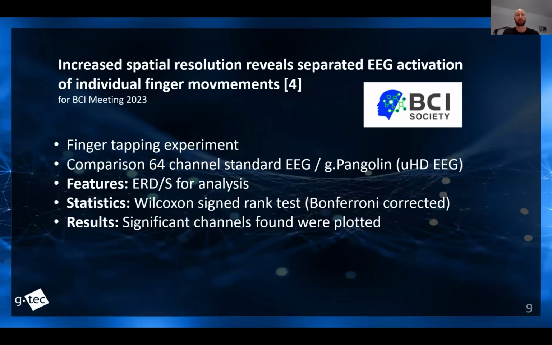One of the first I want to show you is that increased spatial resolution reveals separated EEG activation of individual finger movements. This was a finger tapping experiment where each individual finger was tapped, so motor execution. And we compared, in this case, our ultra high density EEG with a standard 64-channel EEG cap. We used ERDS as a feature, and we checked the statistics and plotted the significant channels that we found for the different finger movements.